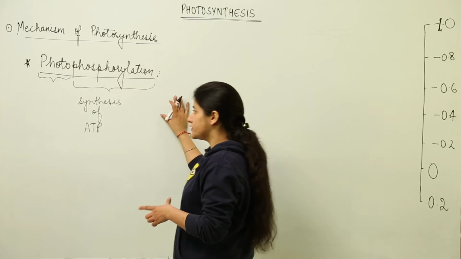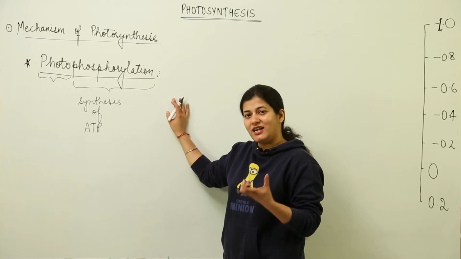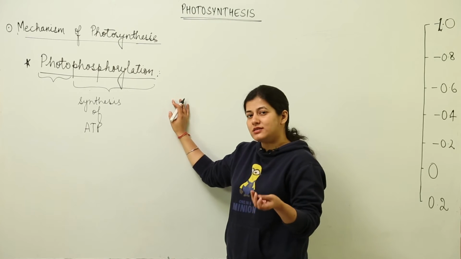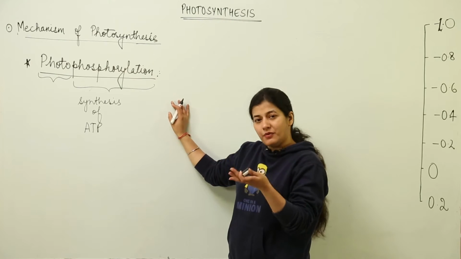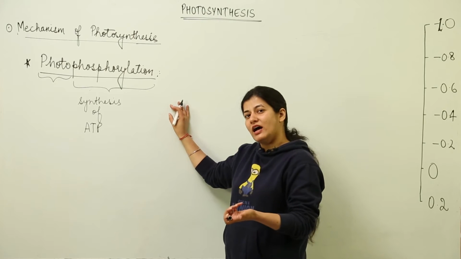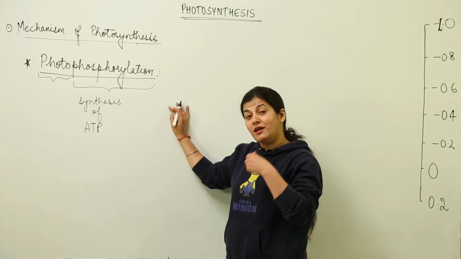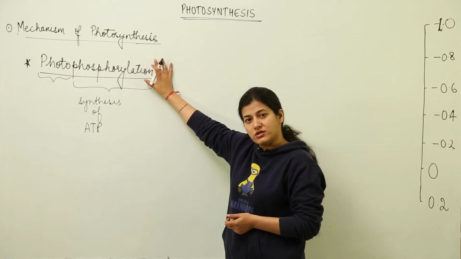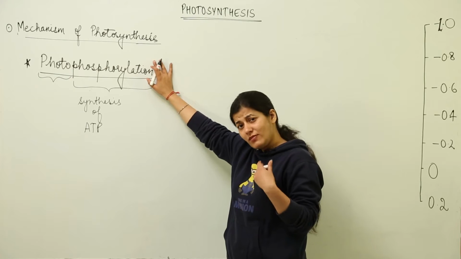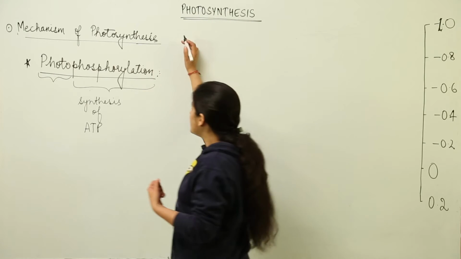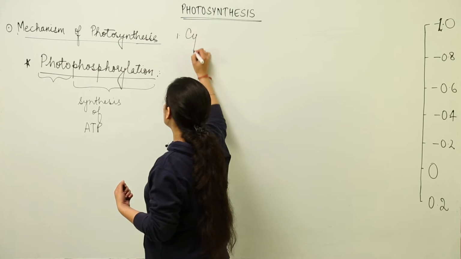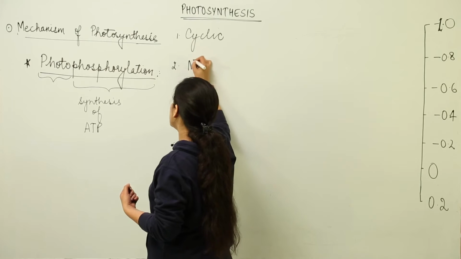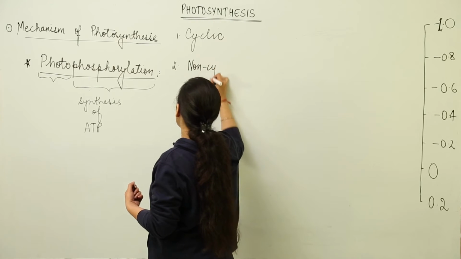So what is photophosphorylation? Photophosphorylation is a light driven synthesis of ATP. Now, because the synthesis of ATP is in the presence of light, and because we have been dealing with photosynthesis, and because till now we have talked about photosystems, this process of photophosphorylation is manifested in two different ways. The first one is cyclic photophosphorylation, that is the cyclic process, and the second one is non-cyclic photophosphorylation.